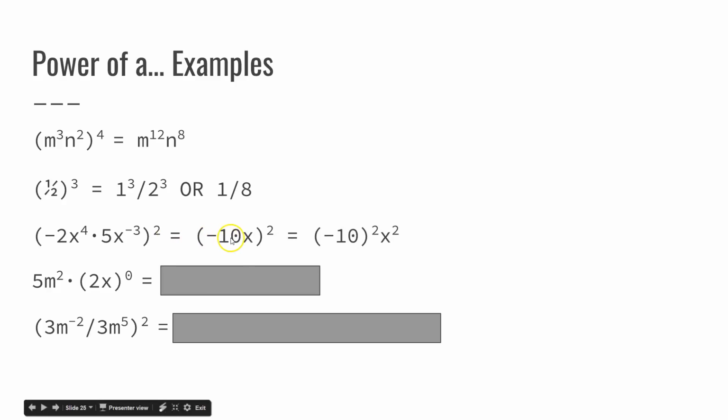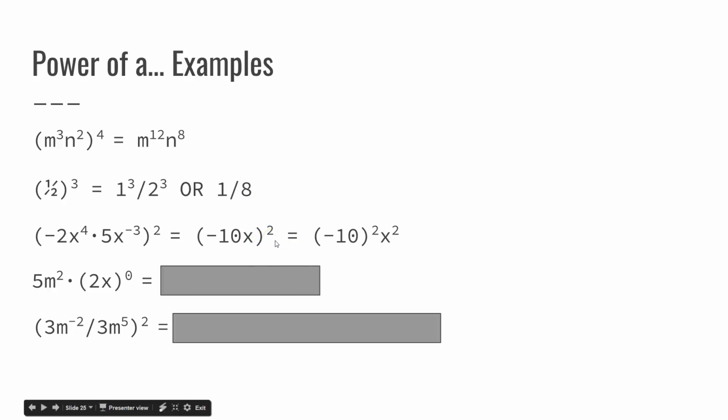So we had -10 when we multiplied -2 and 5. And we had x to the 1 power, x to the first, when we added our exponents on our x's, the 4 and the -3. The 2 was still on the outside.